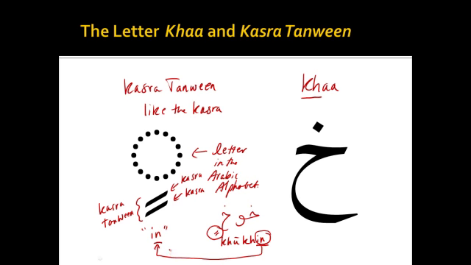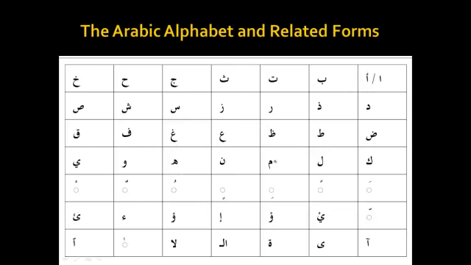Now let's look at the alphabet. So here we're all the way over to the left-hand side here with the kha. Again, we go from right to left. And if we come down to our short vowels, we have here the kasra tanween.